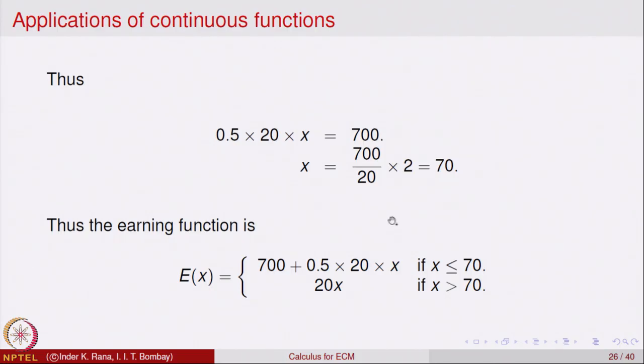So, this is the tweaked model of earnings and the social security system. He gets 700 rupees anyway, whether x is 0 or the number of hours, and he gets 50% of 20x if he is working less than 70 hours. If his working hours cross 70, then he gets 20x. That means the government is encouraging the person to work more than 70 hours a week, so that he can take home everything that he earns.